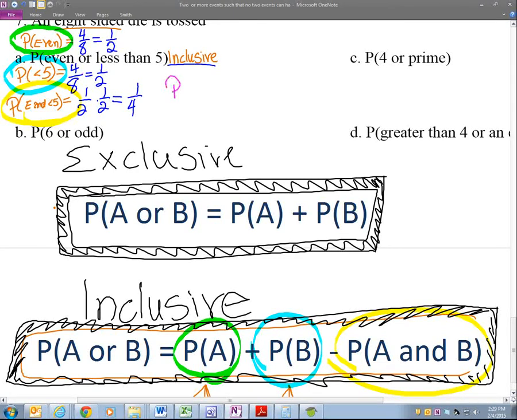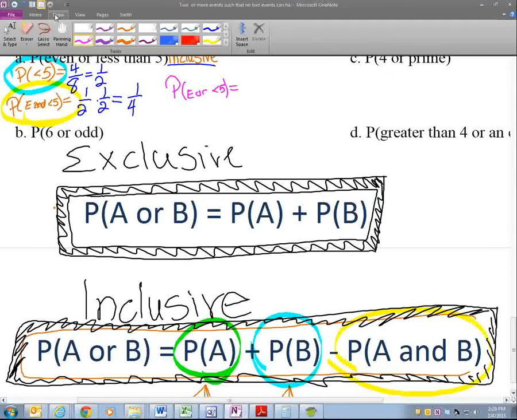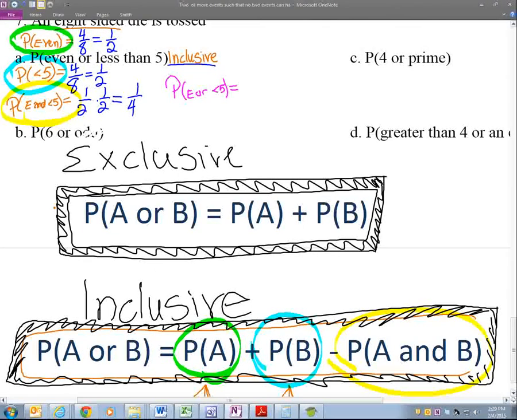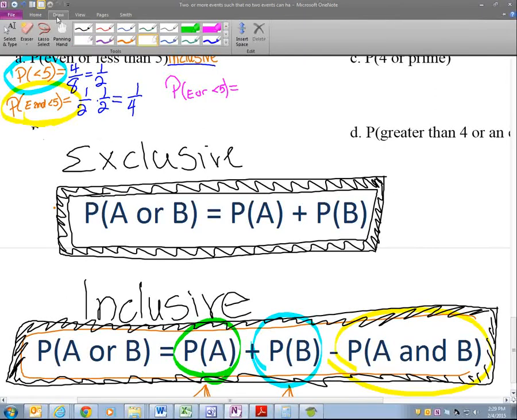So I have the probability of even or less than 5. Is the pink going on odd? B? We're not on B, we're on A. We never stopped A. Ignore this for right now. I'm just doing this for visual clarity.